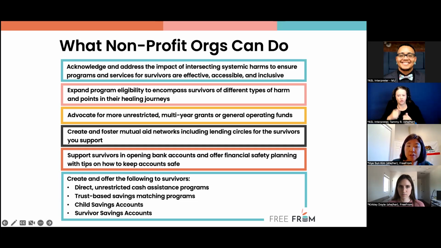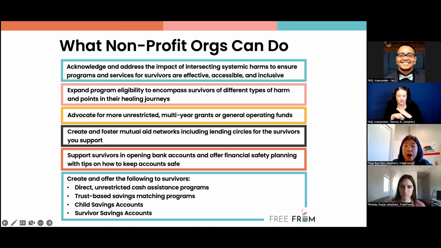And nonprofit orgs should support survivors in opening bank accounts and offer financial safety planning with tips on how to keep accounts safe. One thing that we found from our Support Every Survivor report is that 74% of survivors do not have access to a safe and protected bank account. Specifically, 58% of survivors said that a harm doer has monitored, accessed, withdrawn from, or otherwise controlled the survivor's bank account. And an additional 16% of survivors have said that they do not have access to a bank account.